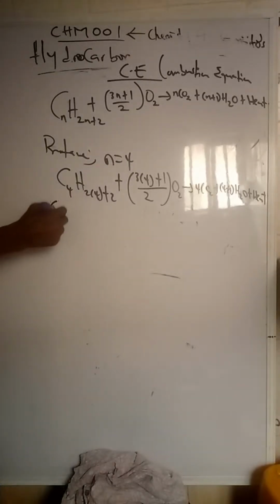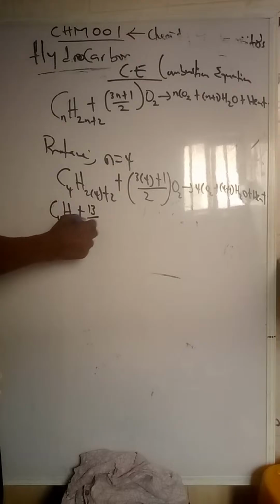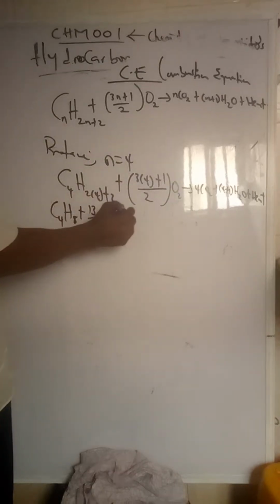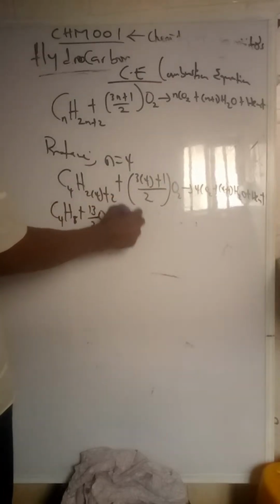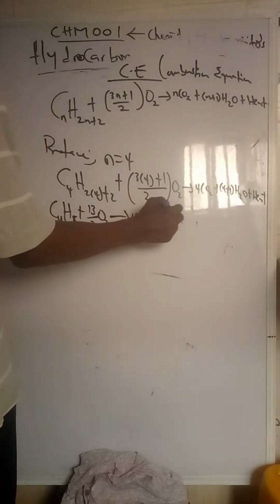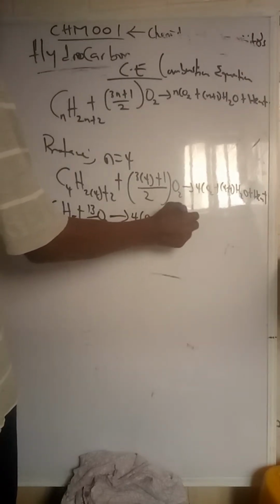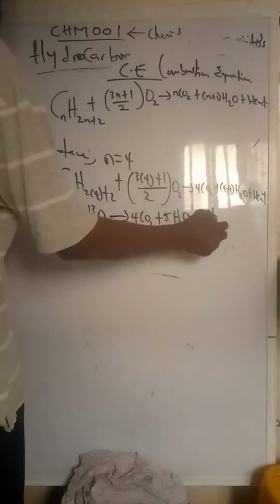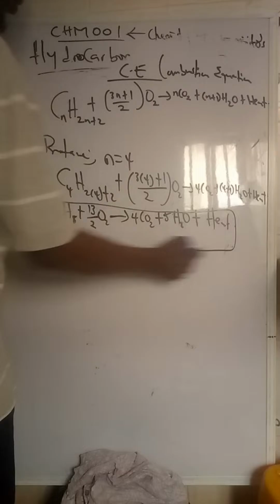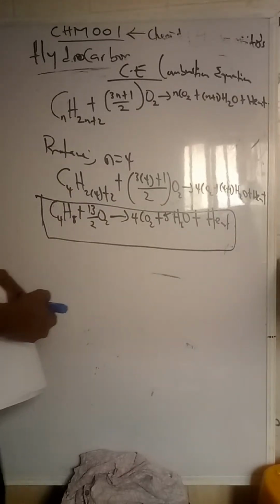Then we have C4H, this one is 8 plus 2, 10. And this one is 12, 13, so this becomes 13 over 2 O2, right? So it gives us 4CO2 plus 5H2O, 5 molecules of water, plus heat. So this is the combustion equation for butane.